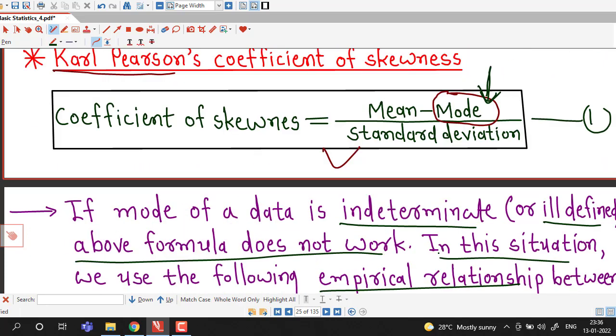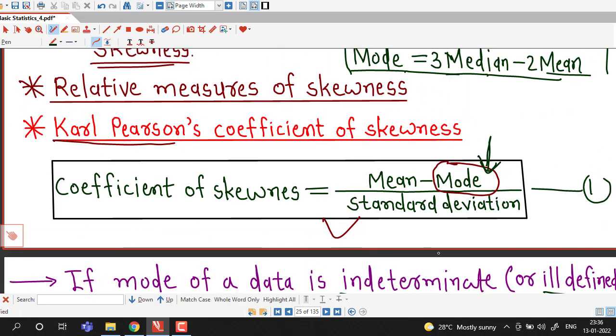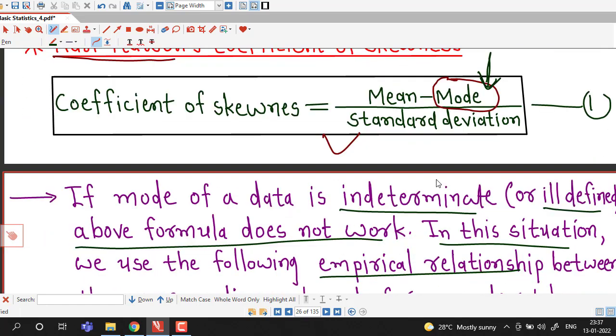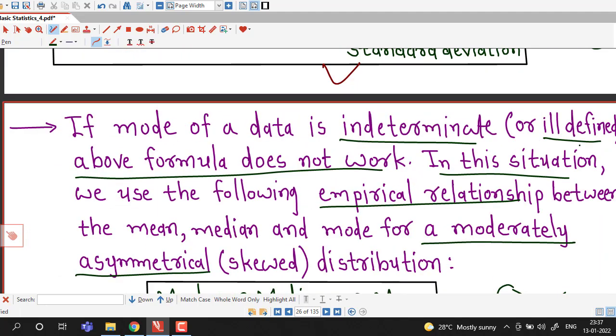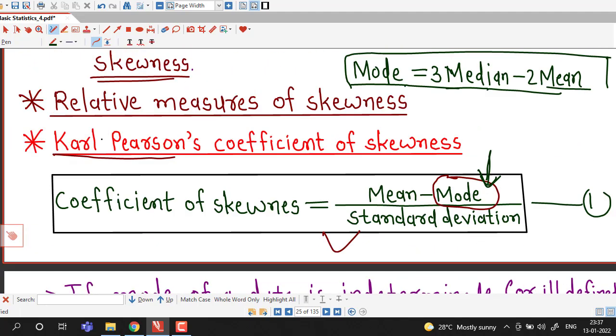We have defined Karl Pearson's coefficient of skewness, and it is given by mean minus mode over standard deviation, or it is given by 3 times (mean minus median) over standard deviation. So this is the first measure of coefficient of skewness. It is given by Karl Pearson. So in the next lecture we will discuss examples on Karl Pearson's coefficient of skewness.